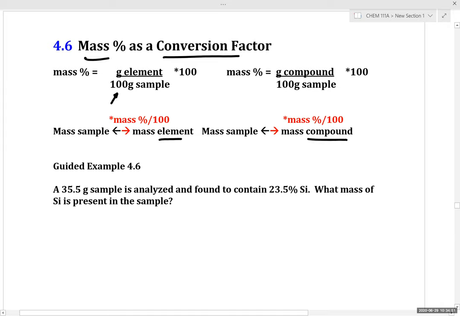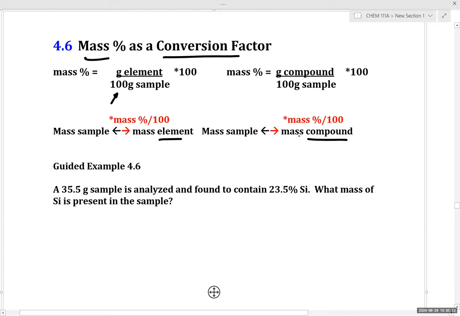So let's look at an example. If we want to go from the mass of our sample to the mass of an element, we multiply by the mass percentage of our element over 100. The mass of our sample, we can think of it as multiplying by the mass percentage of our compound over 100% to get the mass of our compound.